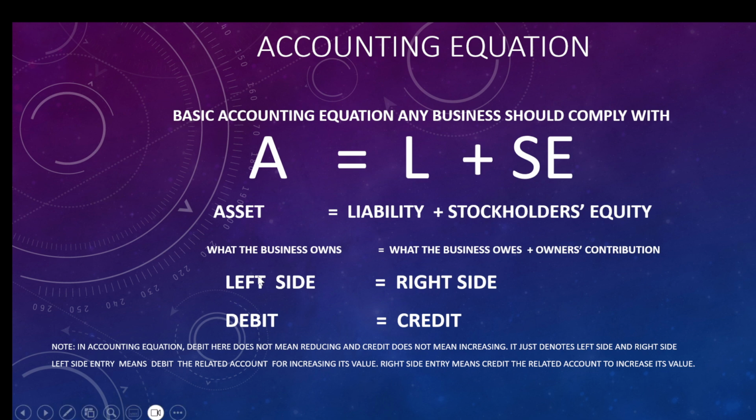So in order to increase, I use the debit side of asset accounting. And similarly, for increasing the right side, I credit it. So when I want to increase the value of a liability or stockholders' equity, I credit the account, and when I want to increase an asset account, I debit the account.